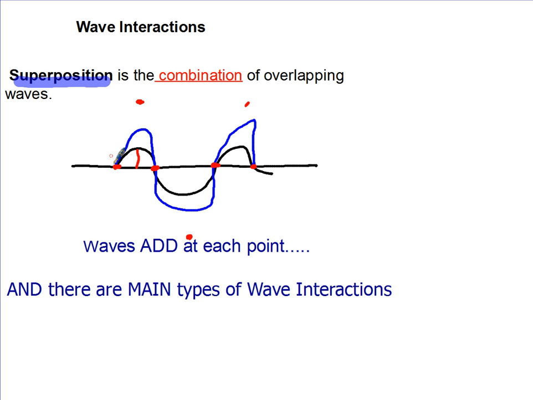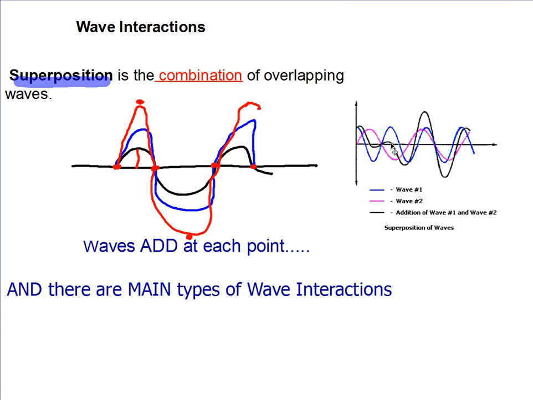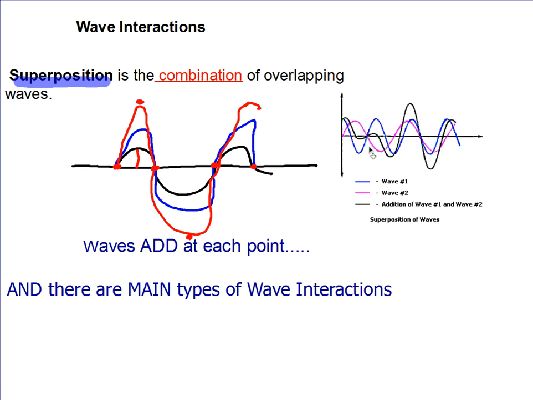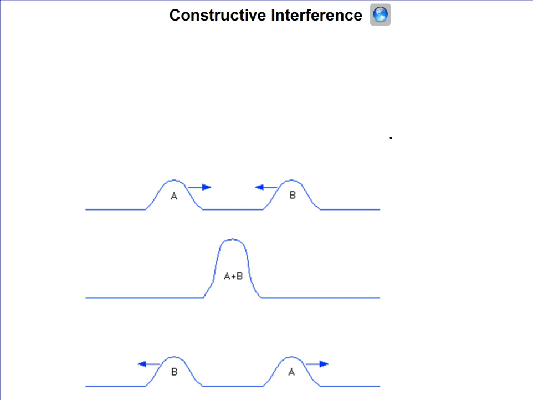Alright, so you get these very interesting waveforms. This is superposition, when waves add at every point. And I'm going to show you a diagram. This is wave 1, and 2 is in this hot pink. You see, when we add, we don't always get nice, smooth, sinusoidal waves.